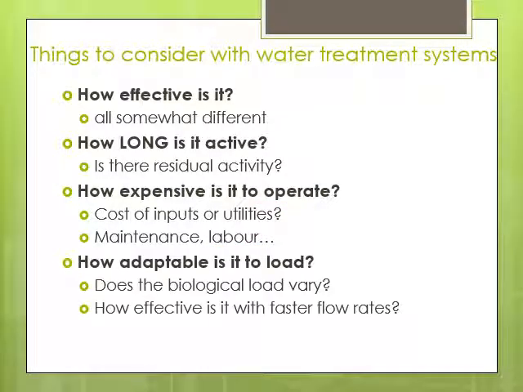And lastly, how adaptable is it to load? This sort of relates back to the contact time, because depending on the time of the year, your biological load can be high or low. Typically in the winter, biological load is lower, and in the summer it's higher, especially if you have an outdoor irrigation pond. And so then we have to make sure that when we have flow rates, our system is capable of handling that load.